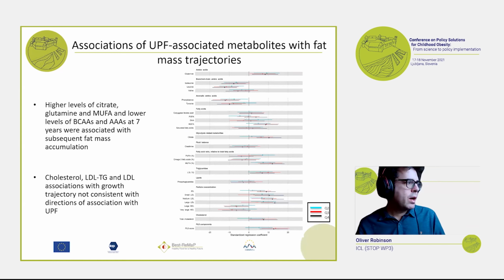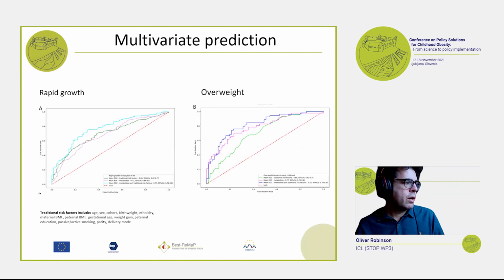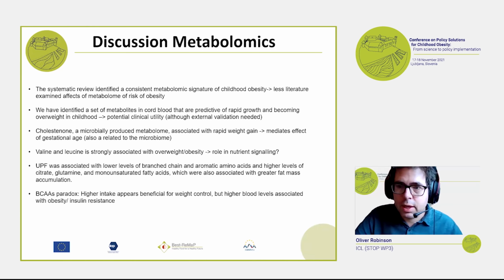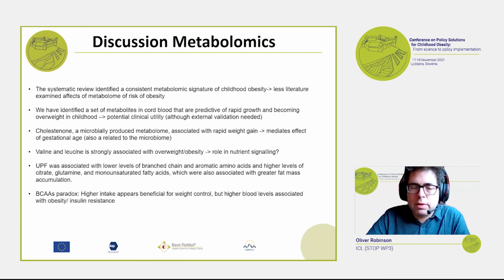So this points, so I'm not actually going to talk about the next slide. I'll go to the end now. But this does point to various different chemicals such as lower levels of amino acids, which is related to lower intake of proteins, being important for fat mass gain from 7 years onwards. So we've really tried to tease apart the mechanisms here using metabolomics that are driving the effects of ultra-processed food.